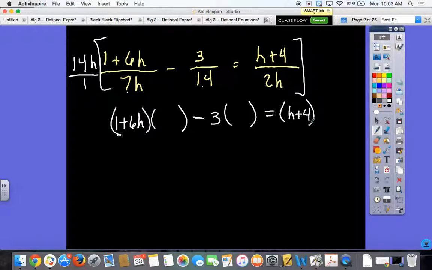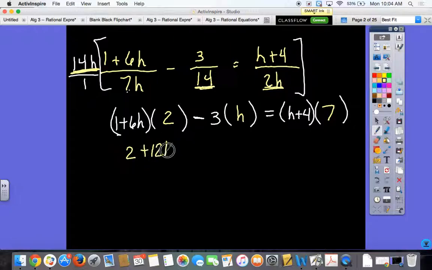It's a binomial, so wrap it up. And then prepare for leftovers. So you've got everything prepared for figuring out what's left over. Now let's think. 14h over 7h. That reduces to 2. 14h over 14. Well, that reduces to h. 14h over 2h. Well, that reduces to 7. And then it's just a matter of solving your equation. It looks backwards, but you guys can do it.